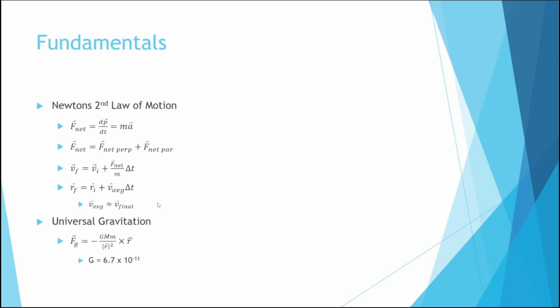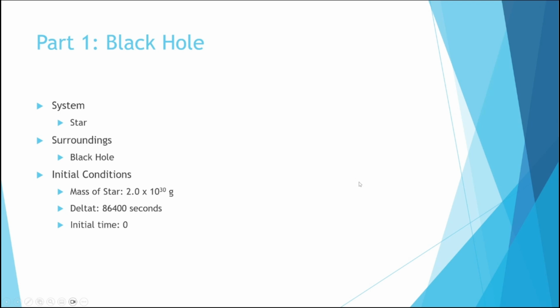The next fundamental is the universal gravitation law, which is given by this equation here, where G is the universal gravitation constant. In part 1, determining the mass of the black hole, the system was the star orbiting it, and the surroundings was the black hole, since we were tracking the motion of the star to figure out the mass of the black hole. The initial conditions were that the mass of the star was 2 times 10 to the 30th grams, and delta t was 86,400 seconds, which is 1 Earth day, and we started at time 0.